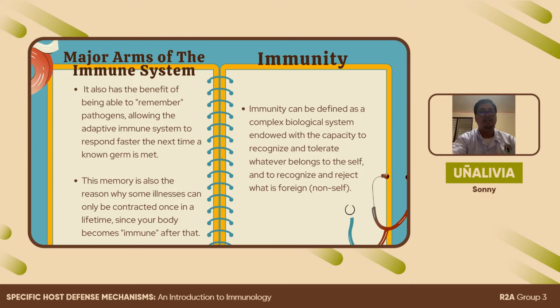Next is immunity. Immunity can be defined as a complex biological system endowed with the capacity to recognize and tolerate whatever belongs to the body, and to recognize and reject what is foreign or non-self. It is the capability of multicellular organisms to resist harmful microorganisms. Immunity involves both specific and non-specific components. The non-specific components act as barriers or eliminators of a wide range of pathogens irrespective of their antigenic makeup.